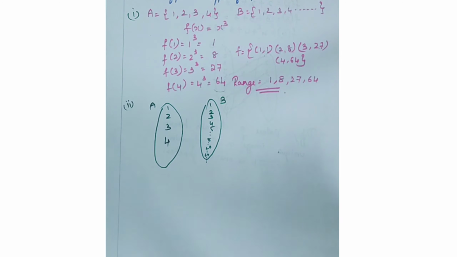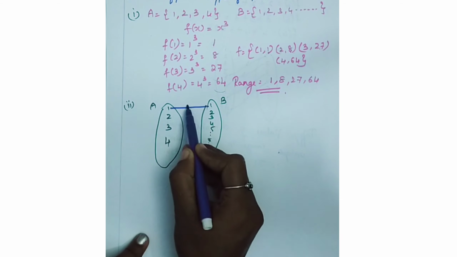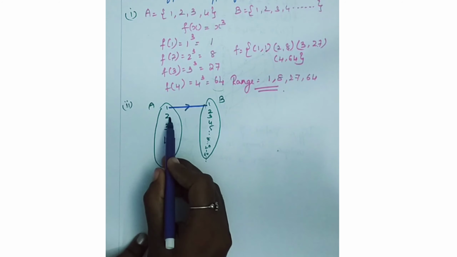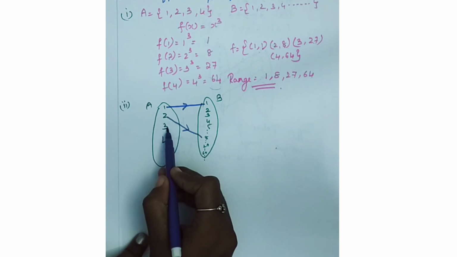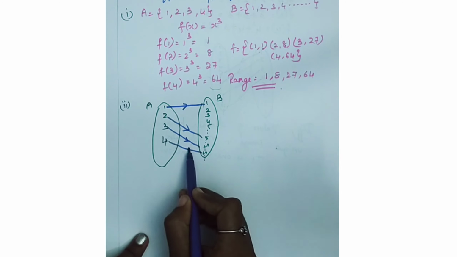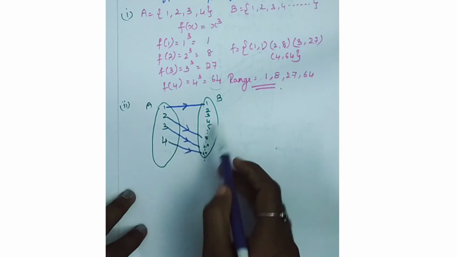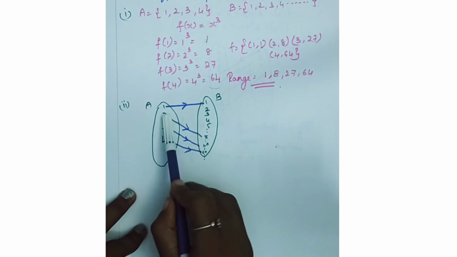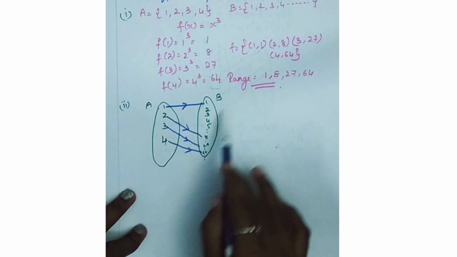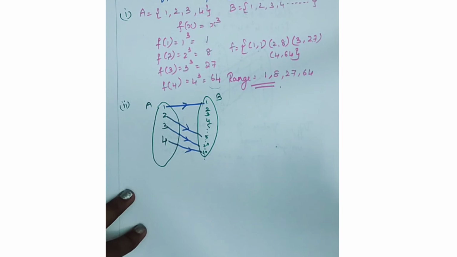For 1 it is 1. For 2 it is 8. For 3 it is 27. For 4 it is 64 and so on it goes. By seeing this you can say that every element in A has its own unique image in B. Therefore it is a 1-1 function.